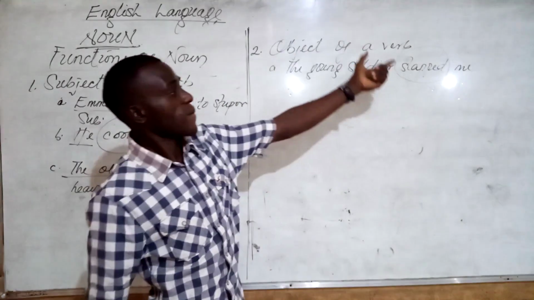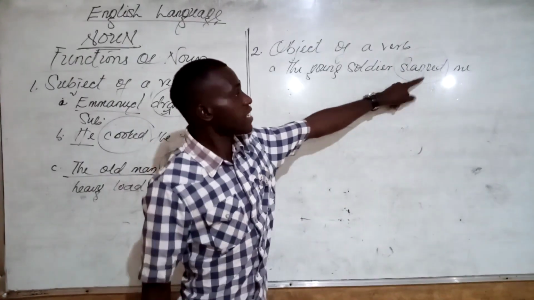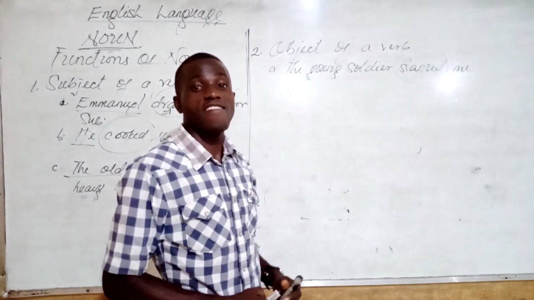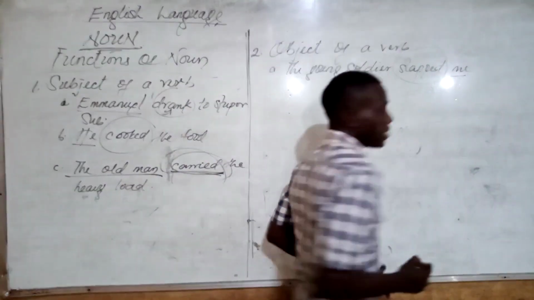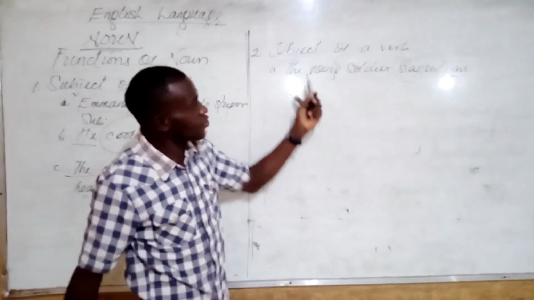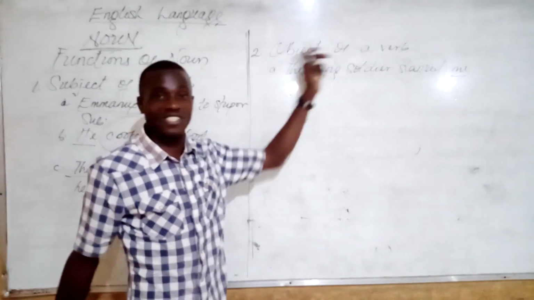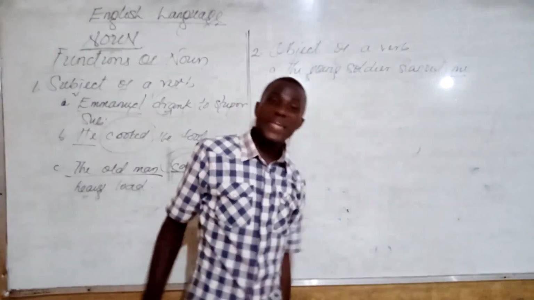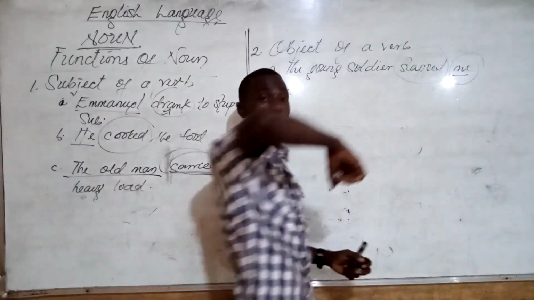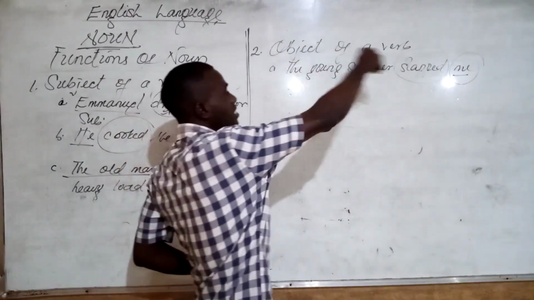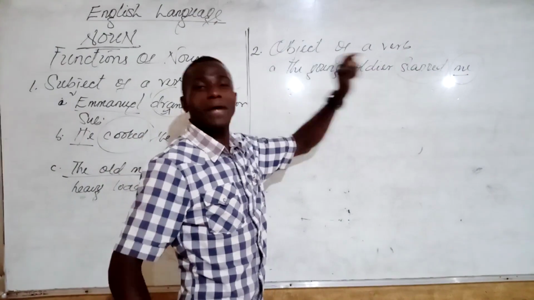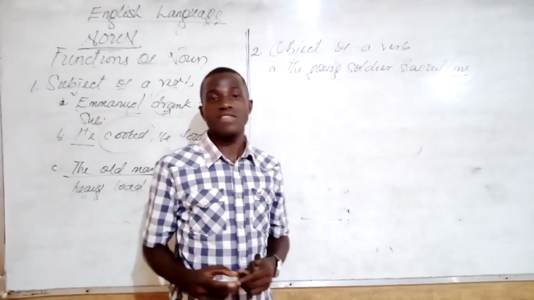So, after this verb slapped, what do we have there? We have me. So this me is the receiver of the action slap. You understand? From the young soldier. So the young soldier is going to be the subject here, and me is going to be the object. So me here is a noun standing as the object of the verb slapped, the receiver of that verb.